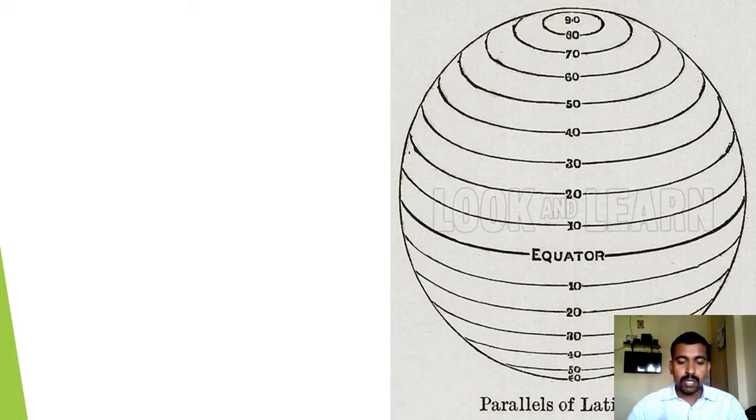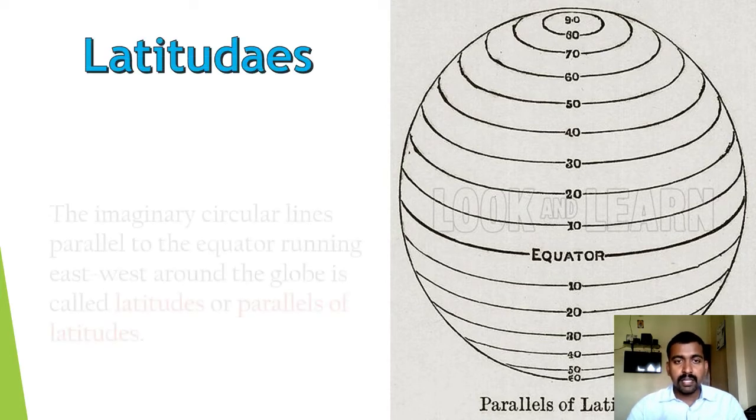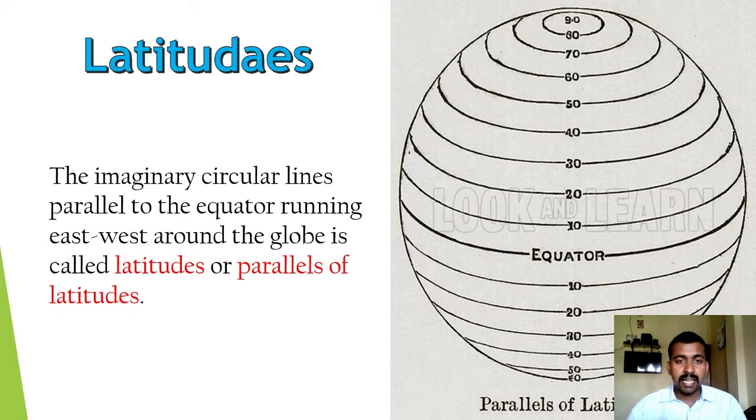So let us learn what is latitude. Latitude means the imaginary circular lines parallel to the equator running east to west around the globe are called latitudes or parallels of latitude. As I said, the lines which go around the earth like the equator are known as latitudes. This equator is the biggest latitude line because it covers the middle of the earth.